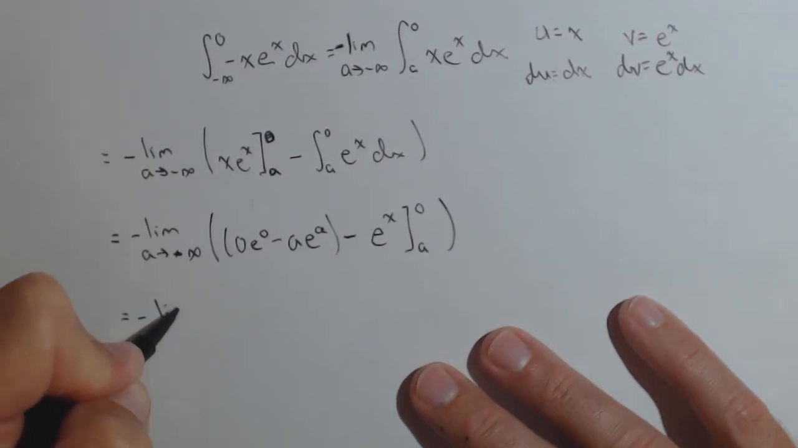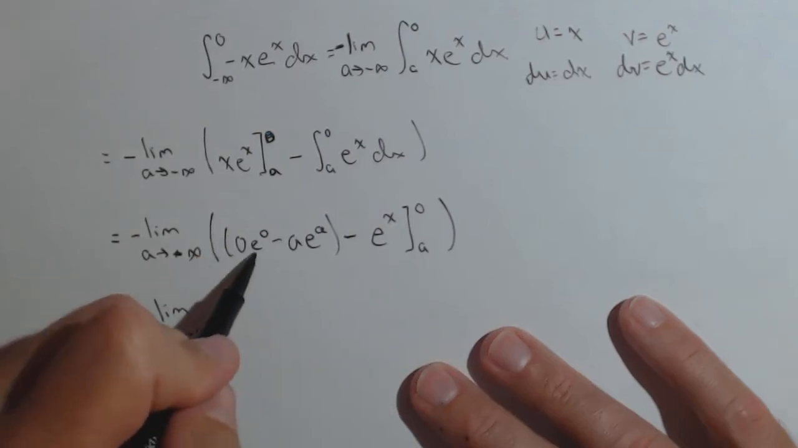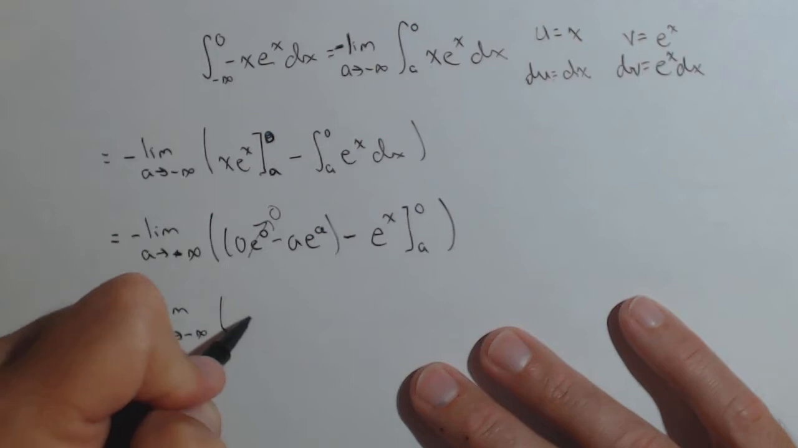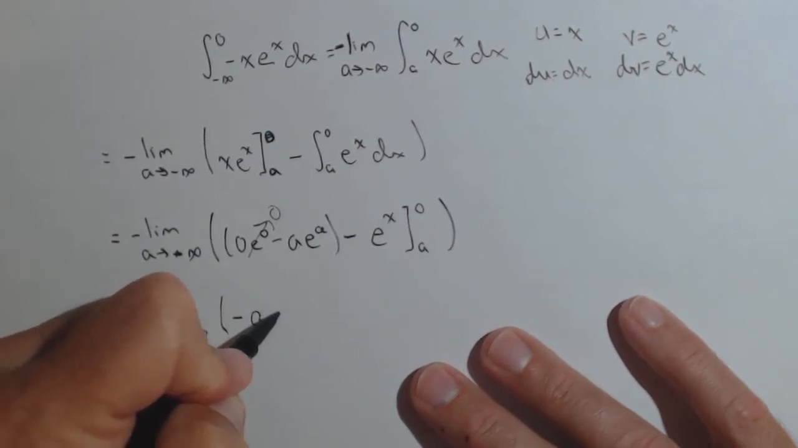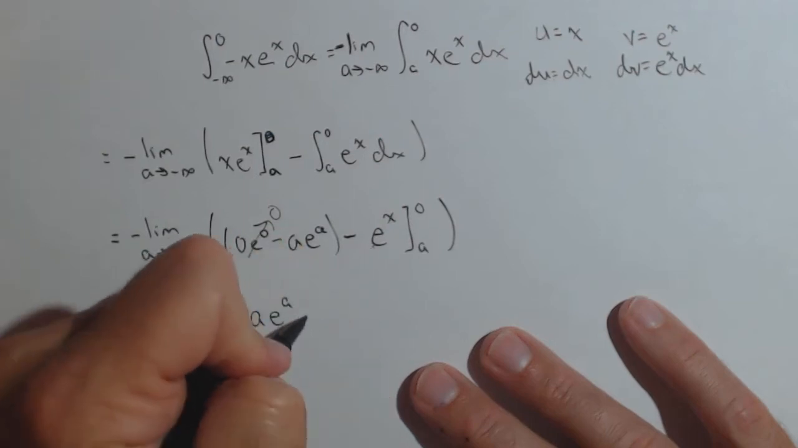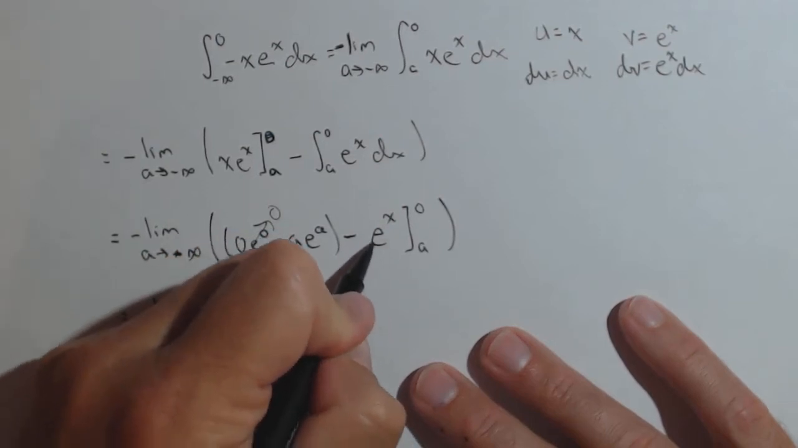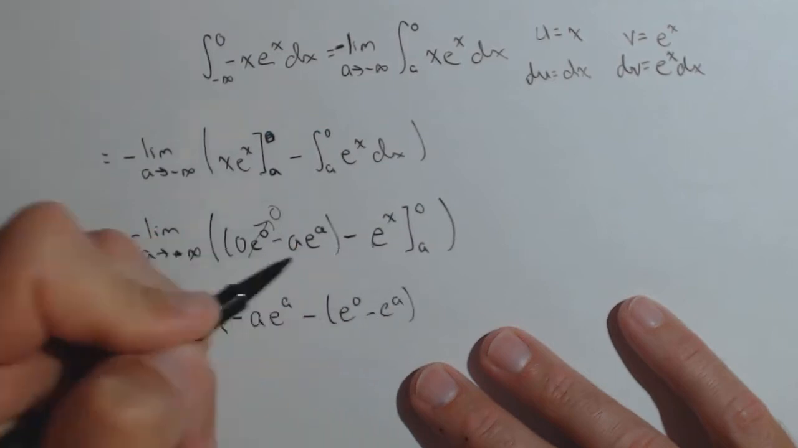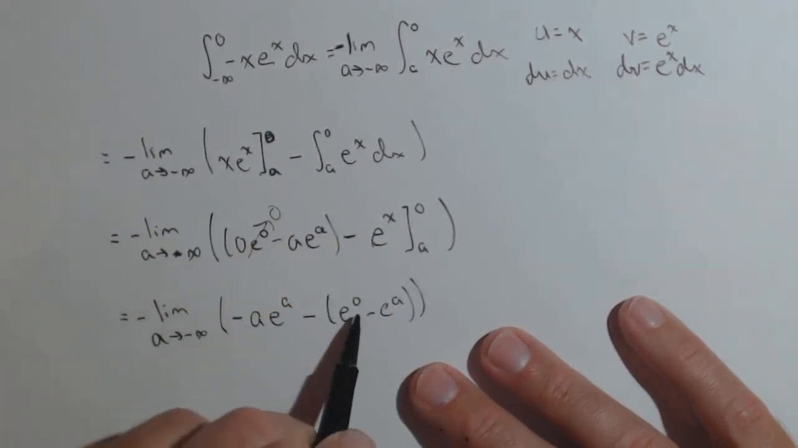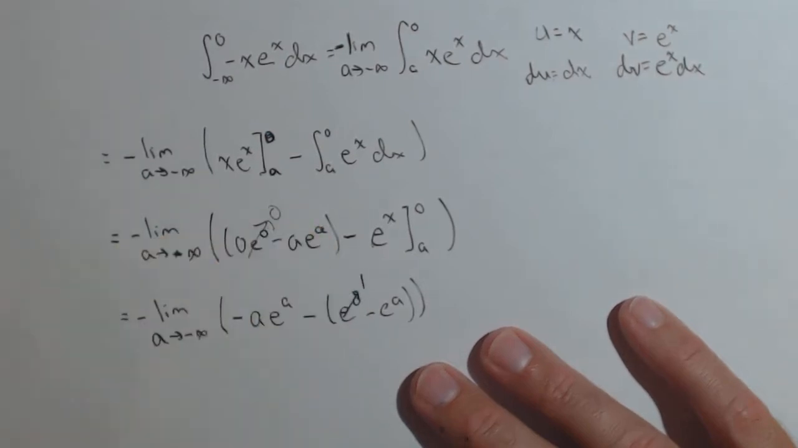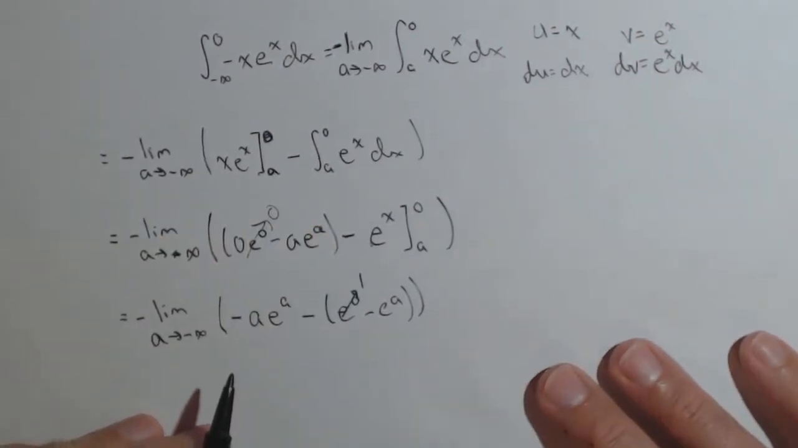And let's see what kind of simplifying we can do. So negative of the limit as a goes to negative infinity. This part here is 0. So we're going to have negative a e to the a. And now we have to put in our limits for this guy, so I'll use parentheses for that. e to the 0 minus e to the a. Very common mistake with definite integrals. Don't forget e to the 0 is 1, not 0. Alright, so that's still going to be around.